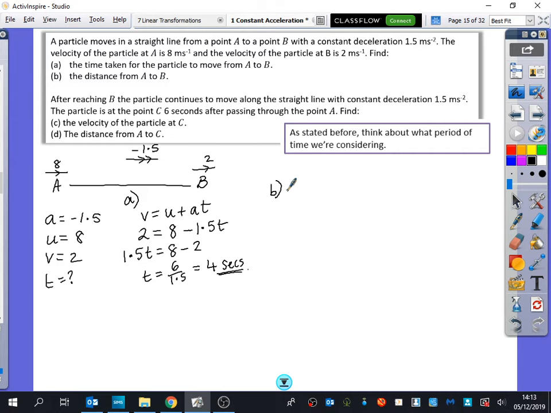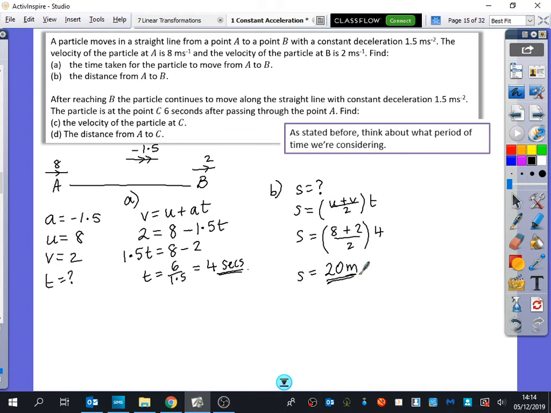And then part B of the question wants us to find out what S is equal to. Well, we know that S is equal to U plus V over 2, times T. These are the only two formulae that we're using at the moment. If you do physics, you obviously know more of them, but for now we are only going to be using these two. So the distance that it travels will be 8 plus 2 divided by 2, times 4, which is 10 divided by 2, which is 5. 5 times 4 is 20 meters.